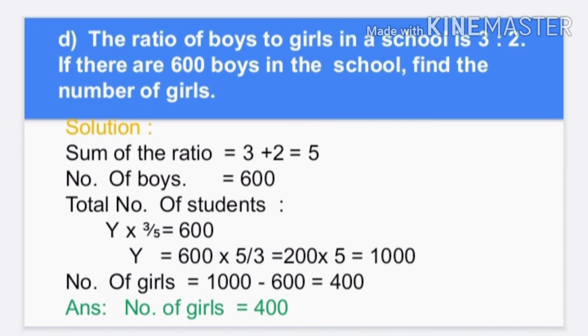Total number of students equal to 1000. Number of girls is equal to 1000 minus 600 equal to 400. The answer is number of girls is equal to 400.